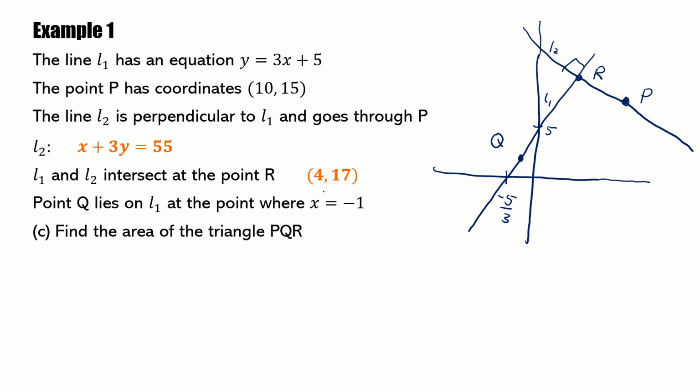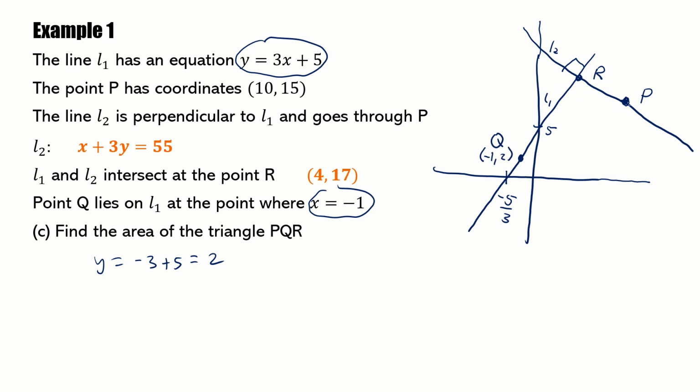So plugging in x equals minus 1 into the equation of our line, we're going to end up with y is equal to minus 3 plus 5, which is 2. So that's the coordinates minus 1, positive 2.